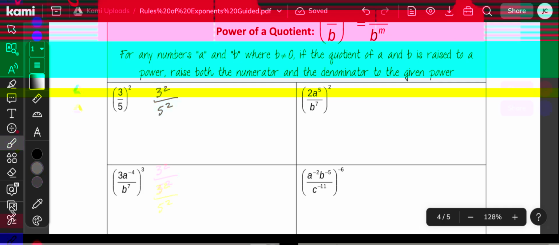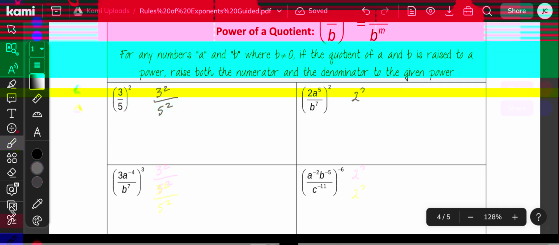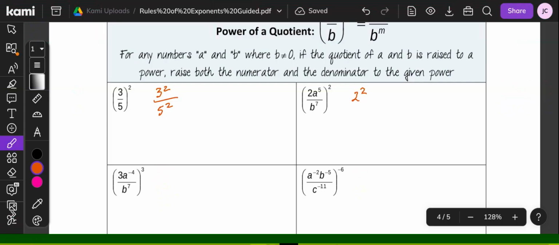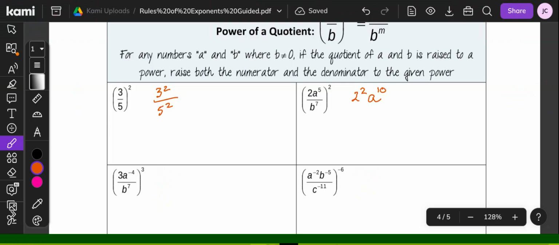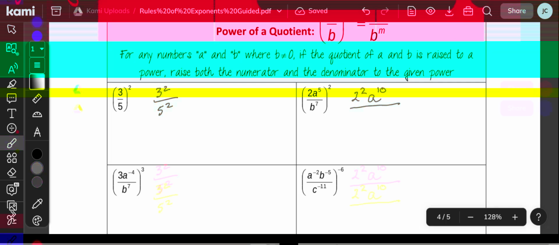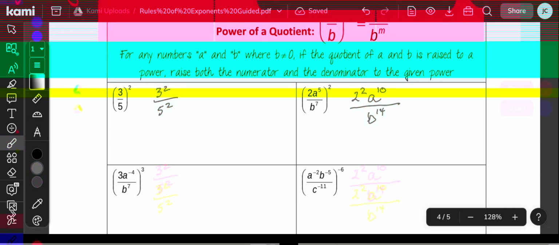All right. Looking at this one directly off to the right of that, I have 2 to the 2nd. And you notice I am writing out every time, mostly because it's easy to make a mistake or to miss something. So you want to write it out if possible. A to the 10th divided by b to the 14th, right? 2 to the 2nd is 4, so you could make that 4 if you want to.